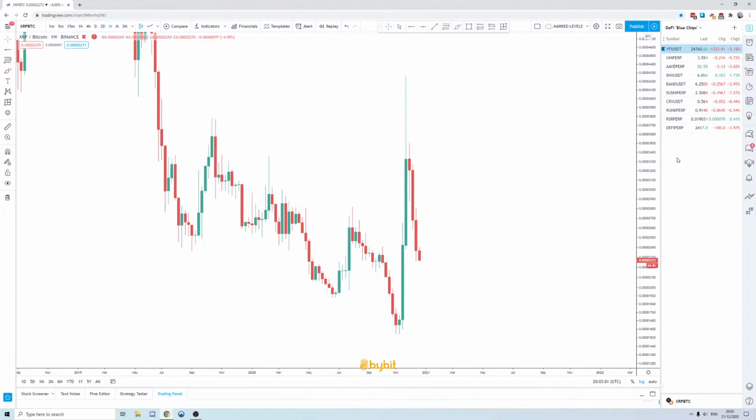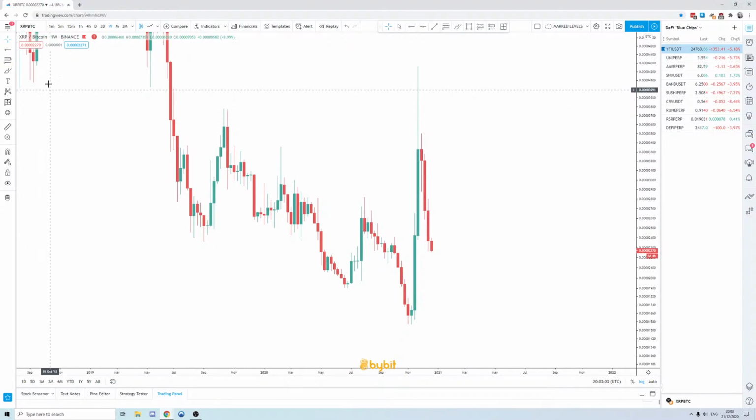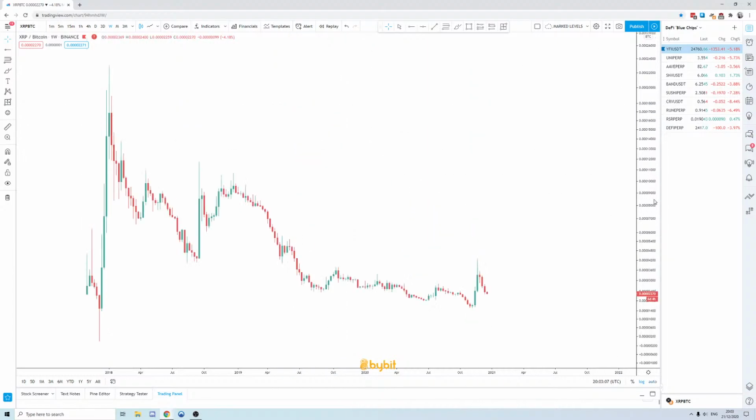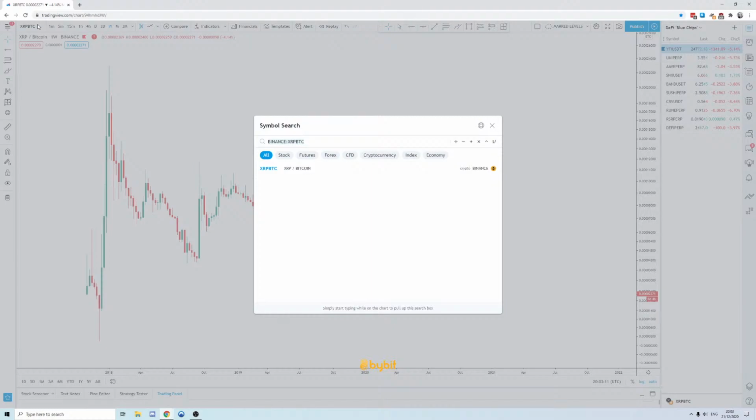And generally, I don't like knife catching XRP because it does this a lot, where you get a huge moon candle and then it just bleeds out forever. So I'd much rather see momentum continuation and buy up and pay up for an entry rather than try to knife catch a slow bleed, you know?